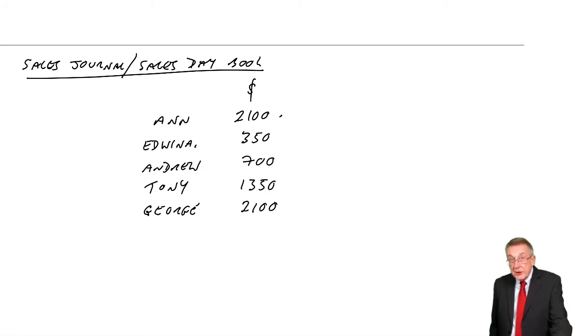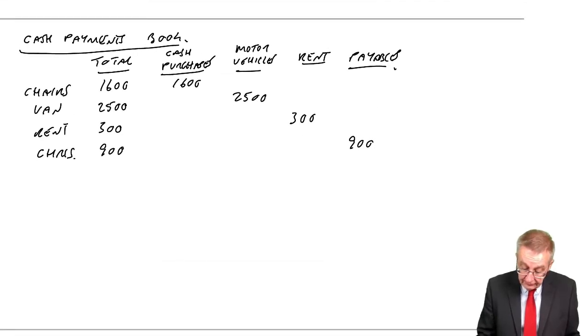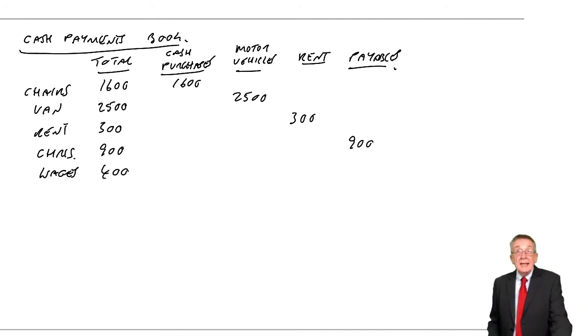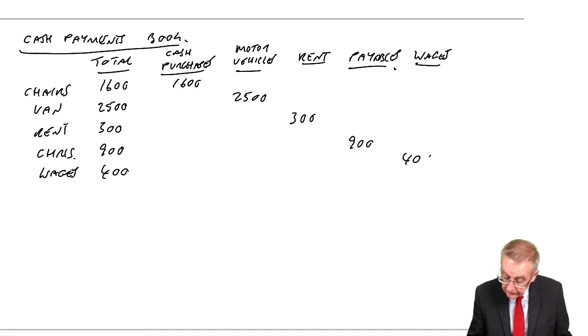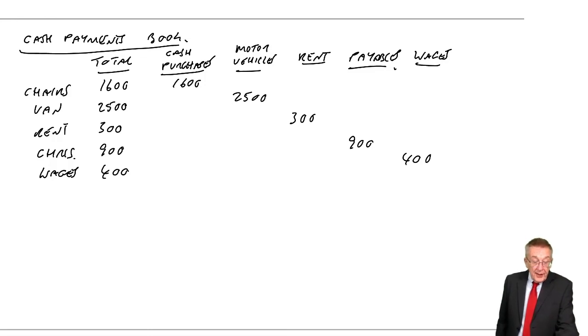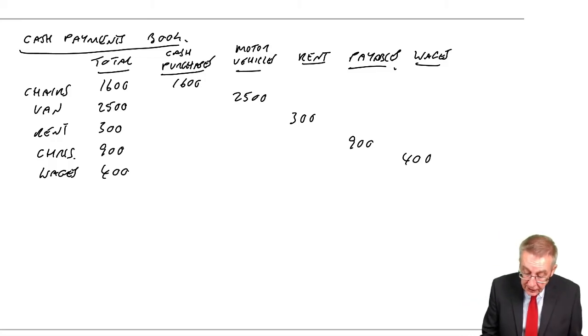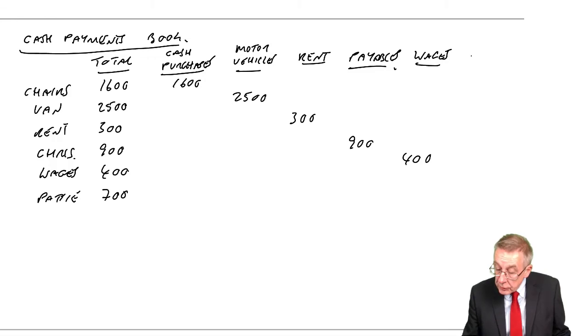R, we paid wages of 400. So we've paid out cash, it goes in the cash payments book. And as always, we'll analyse, so we need a column now for wages. And finally, Patty withdrew 700 cash from the business bank account for herself. So it's cash out of the business, it's cash payments. Patty again was the owner. And remember, anything the owner takes is drawings or withdrawals. How much was it? 700.